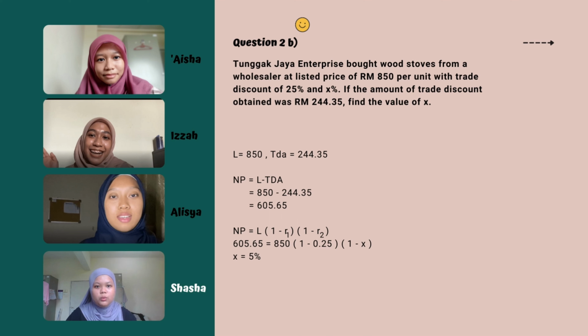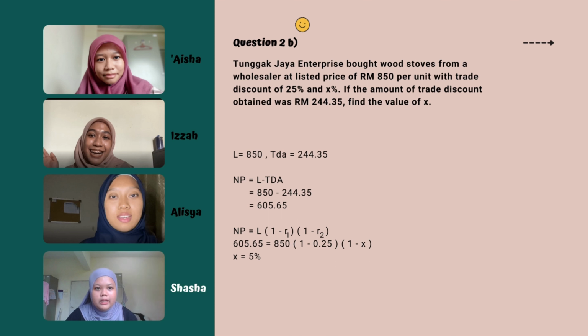So first we need to know the net price. Net price is equal to list price minus TDA, the trade discount amount. So 850 is the list price minus 244 ringgit 35 cents, which is the trade discount, and the net price is equal to 605 ringgit 65 cents.